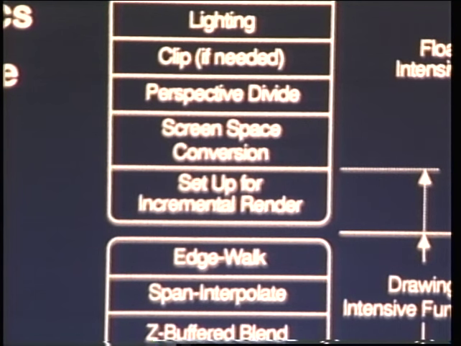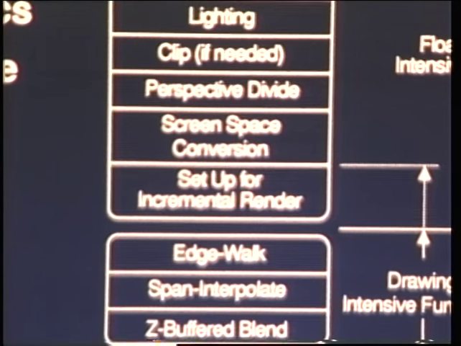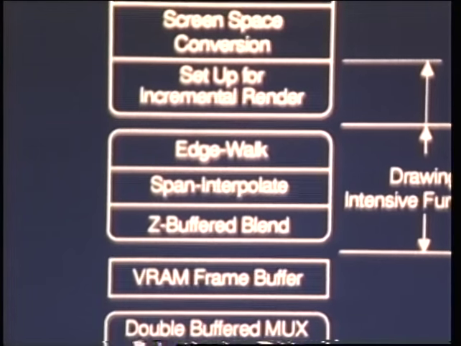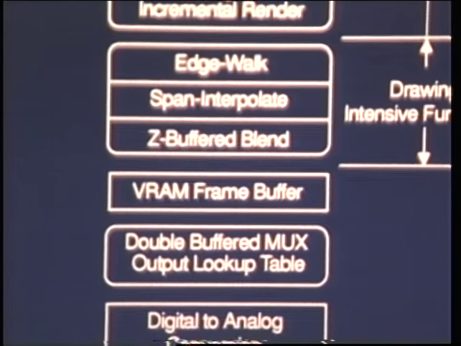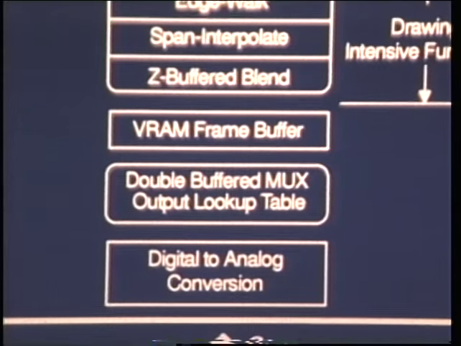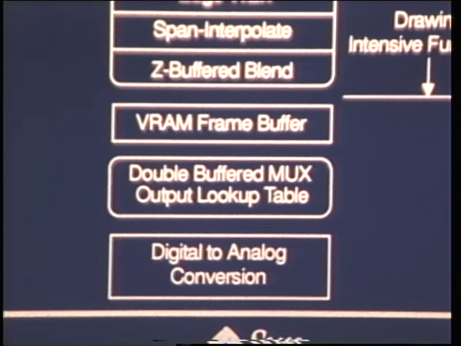Below that, we then have the screen space primitives, where we go through, for triangles at least, edge walking, span interpolation, and Z-buffered rendering right into the frame buffer. And then finally, coming out of the frame buffer, we have some additional post-processing, double buffering, and lookup tables before the final digital to analog conversion, and the pixels come flying as photons out to the user.